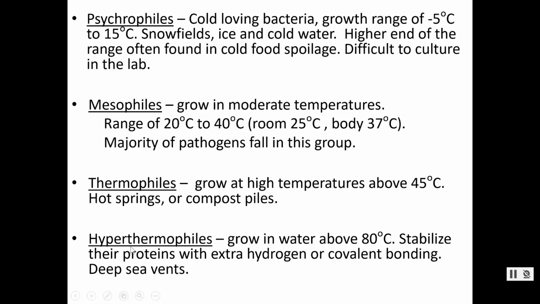There is a category called hyperthermophiles, and these grow above 80 degrees Celsius, which is really hot. When you think boiling is 100 degrees Celsius. They are adapted for these very hot environments, deep sea, volcanic ocean vents. Their proteins have extra bonding to keep them together when most proteins would be denaturing when we get to these higher temperatures. So there are some microorganisms that we found that we have classified in this hyperthermophile category. Okay.